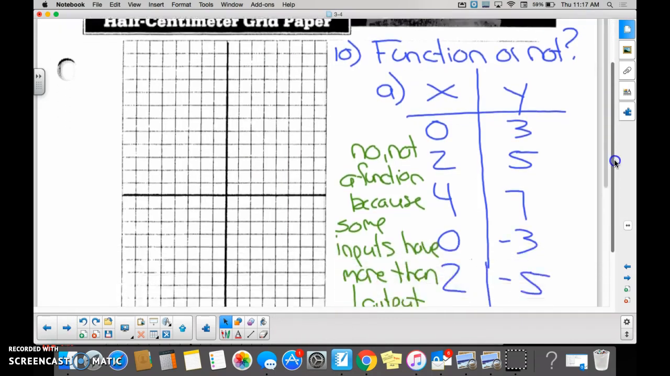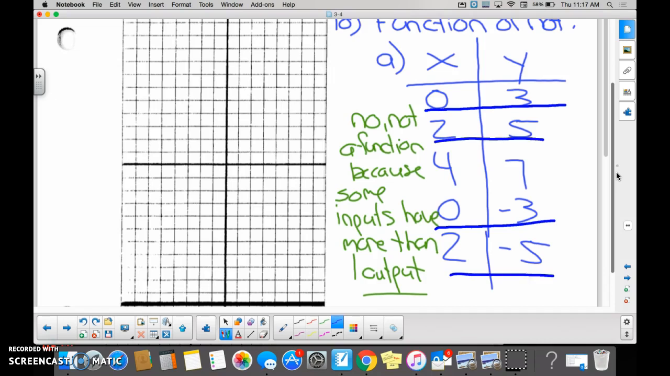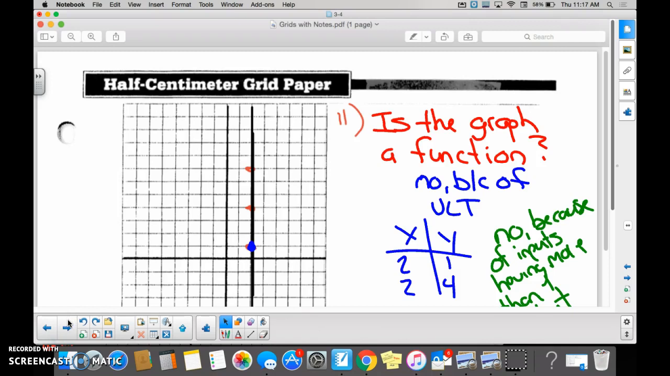Look at this table. Is this a function? Why? How many outputs does 0 have? 2. How many outputs does 2 have? 2. Yeah, that doesn't work, right? Okay. Is this a function?